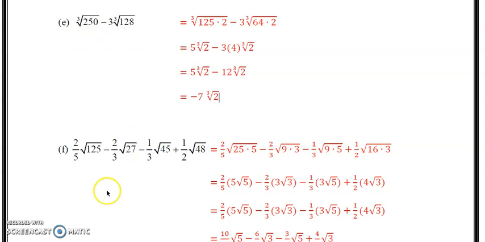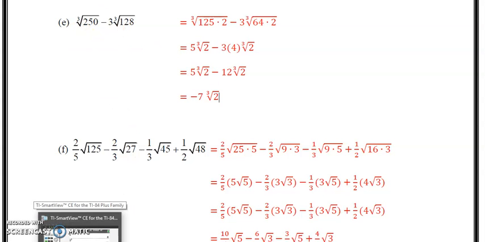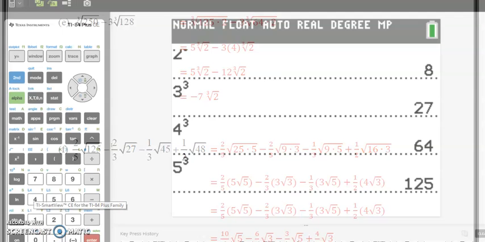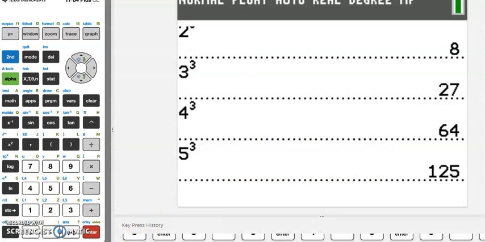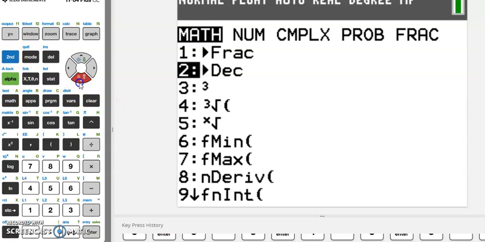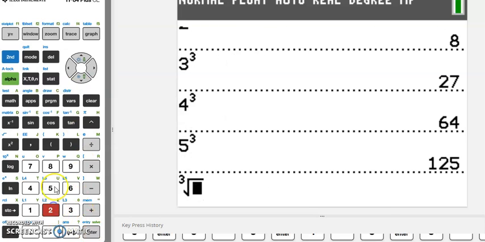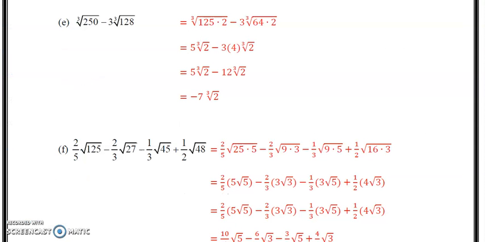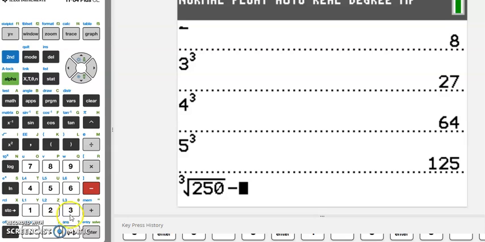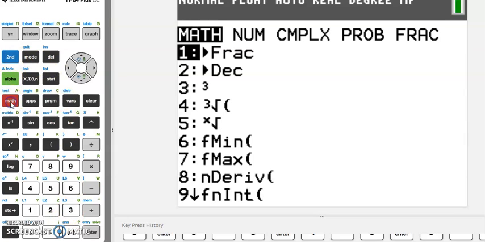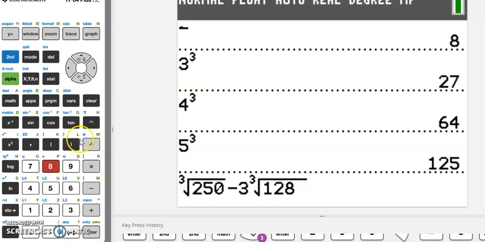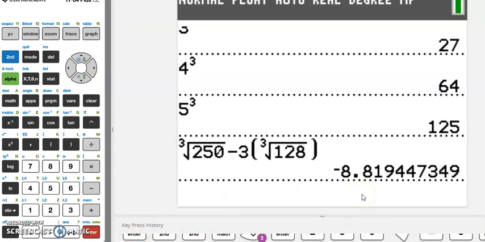This is one I would definitely check to make sure I didn't make any possible errors. So I would write it in exactly how I see it. I hit math, get the cube root of 250, and you're going to subtract. It was 3 cube root 128, so 3 times math, get your cube root, 128, and just hit enter. And you get negative 8.819.